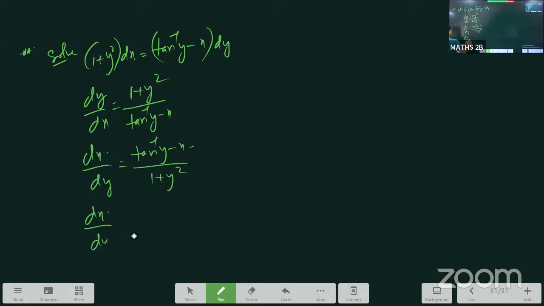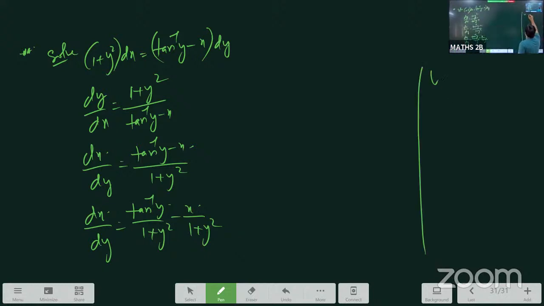Now dx by dy equals tan inverse y by 1 plus y square minus x by 1 plus y square. You reciprocal the given differential equation as dx by dy, tan inverse y. In linear form, two cases I said. What are they? Linear form of a differential equation.